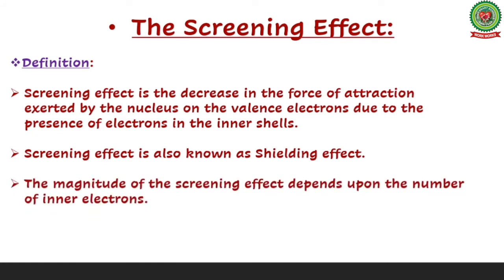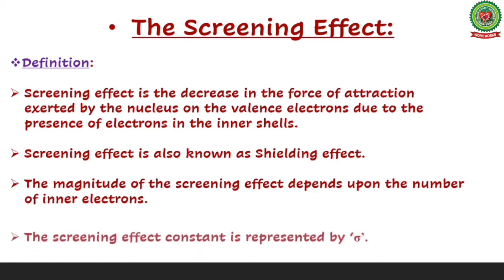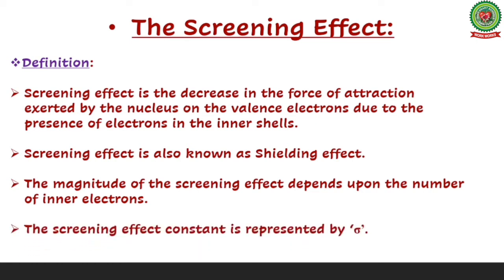The magnitude of the screening effect depends upon the number of inner electrons. More electrons, more will be the shielding effect. Fewer electrons, less will be the shielding effect. The screening effect constant is represented by sigma.